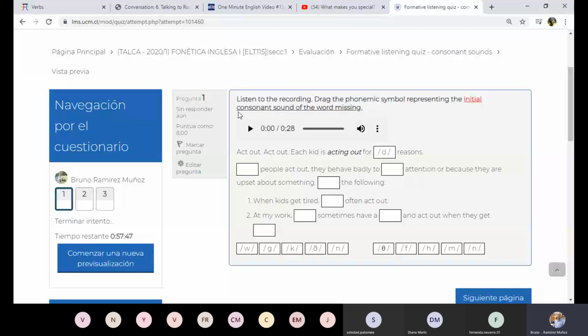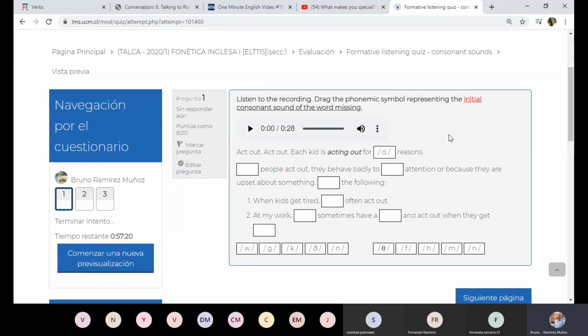For number 2 and 3, I think you need to focus on the final sound. So it's very important that you focus on the instruction. Is it the initial sound or the final sound that I need to identify? The word is missing, so you're not going to read the word. You're going to listen to the word only. All right, guys?